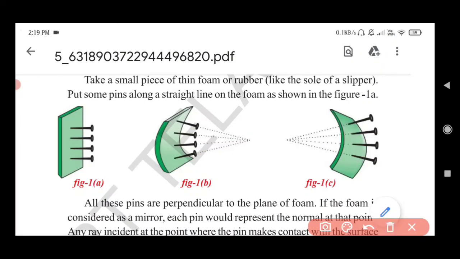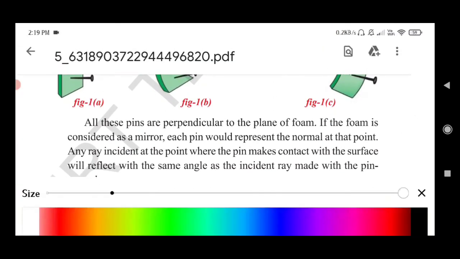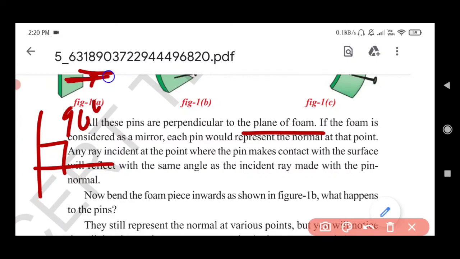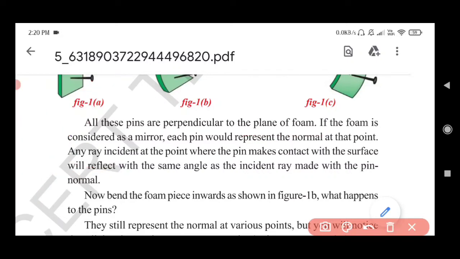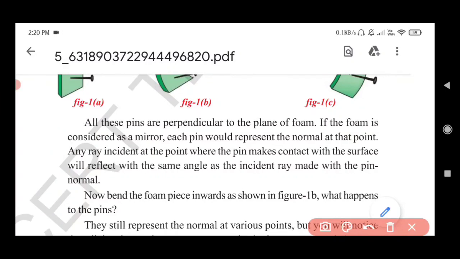So it's a very simple experiment. See, all these pins are perpendicular to the plane of the foam. So all these pins I have attached are perpendicular. Perpendicular means they are making 90 degrees. They are straight, making 90 degrees with the rubber, or you can say foam. So if the foam is considered as a mirror, suppose this is a plane mirror, and the pins are attached perpendicularly, so you can imagine it as a mirror. So each pin would represent the normal at that point.